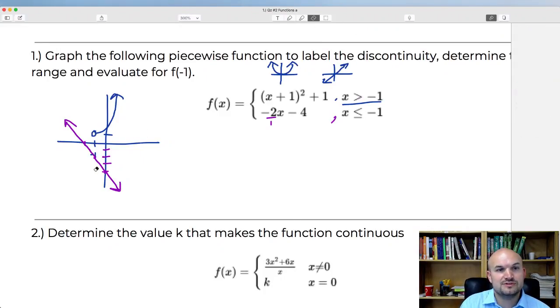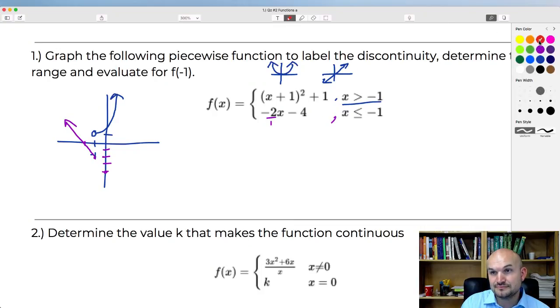So therefore, I'm going to delete that portion. So you can see here that is what my graph looks like. Now from there, I can go ahead and identify the discontinuity. You can see there is a jump discontinuity. So we say a jump discontinuity at, and then we want to label where it is, at x equals 1.